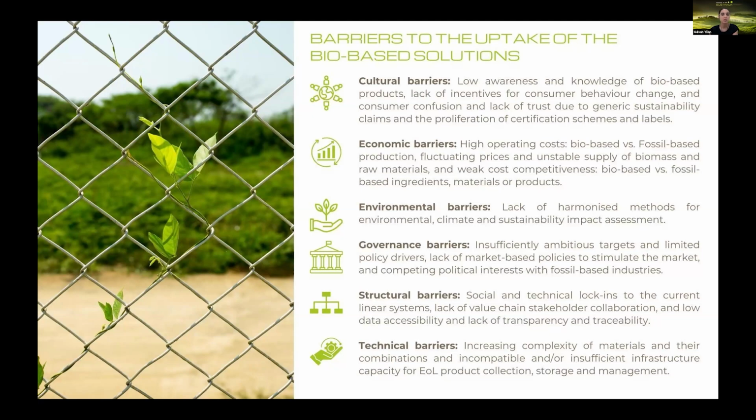So just to name a couple of them, for example, for an environmental barrier, we identified that the lack of harmonized methods for environmental, climate, and sustainability impact assessment stands out. And for example, for a structural barrier, it was social and technical lock-ins in the current linear systems. And as you can see, there are many barriers in this transition, and it also reflects the complexity of the problem that we are dealing with.